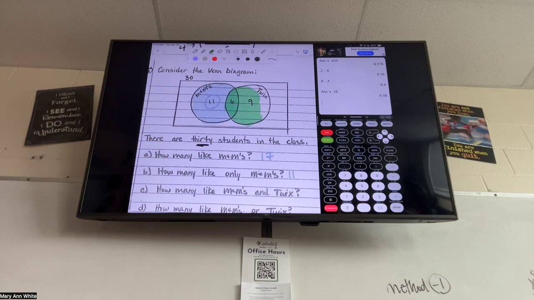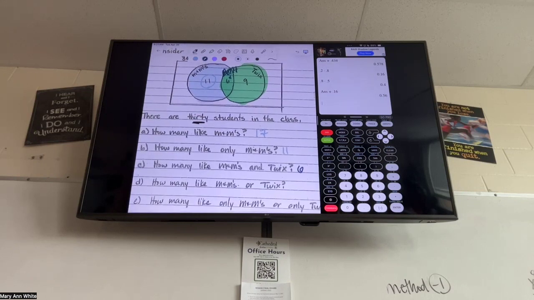We only want the ones that like both of them together, and so the both of them together is right here in the middle, and that is my 6. How many like M and M's or Twixes? We're gonna go a little bit, let's see.